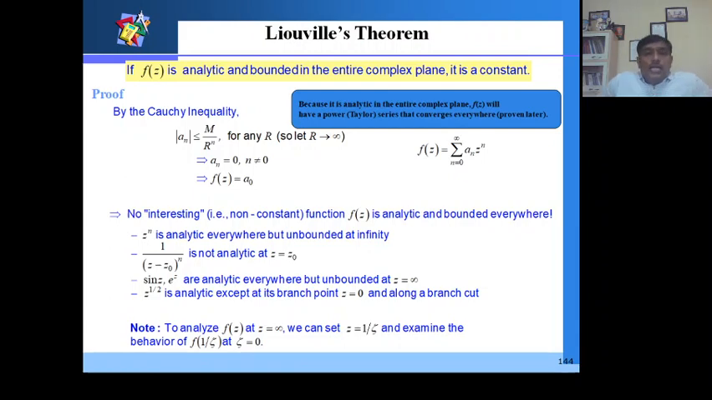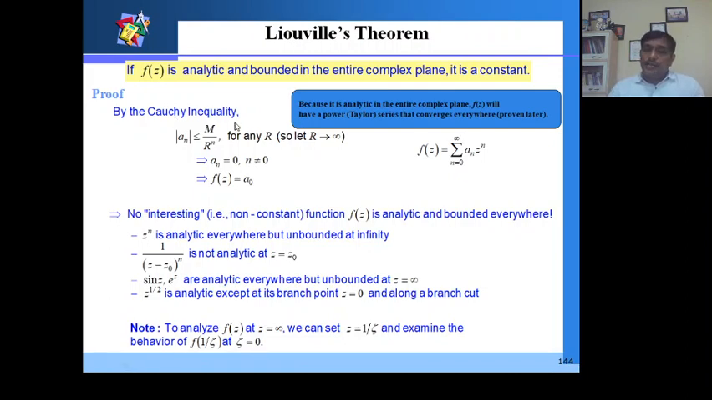Now we will discuss Liouville's theorem. What is Liouville's theorem? This is one of the important concepts you must remember. If a function is analytic and bounded in the entire complex plane, then it is constant. The function itself is a constant. Before proving Liouville's theorem, we must remember boundedness and the Cauchy inequality properties. Then it is a very simple theorem.